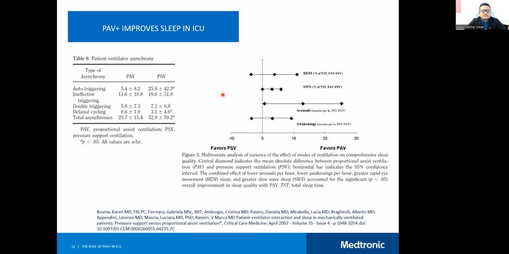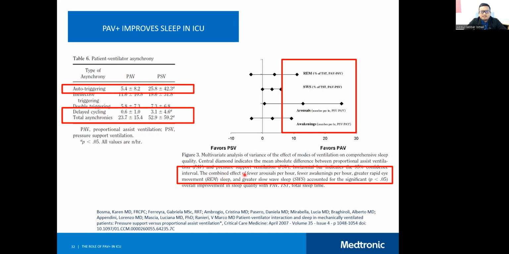Okay, so another study showed that PAV plus improves sleep in the ICU. As you can see here, when the patient is on PSV, they have a much higher frequency of asynchrony, auto-triggering, delayed cycling, and total asynchrony. Compared to the patient on PAV, they have much less asynchrony and desynchrony. When they have less desynchrony, they will have the combined effect of fewer arousals per hour, fewer awakenings, greater REM sleep, and greater slow-wave sleep, accounting for the significant difference. So it favors the PAV. It's been shown here that it not only reduces asynchrony, it also improves sleep in this group of patients that has been studied.